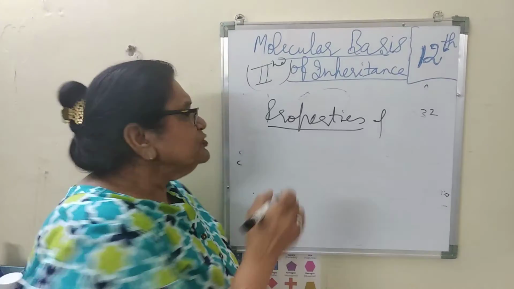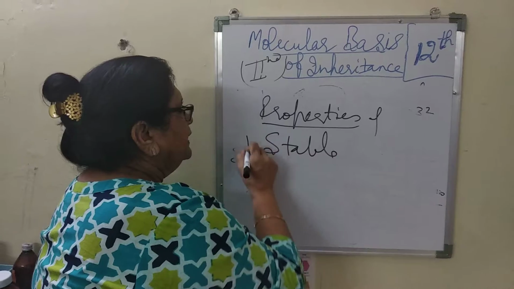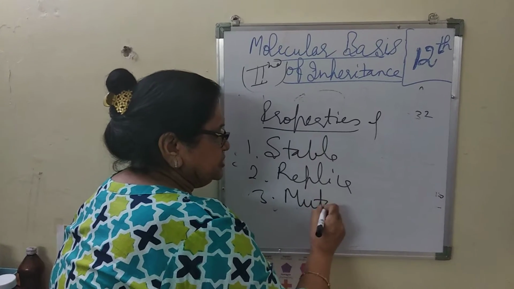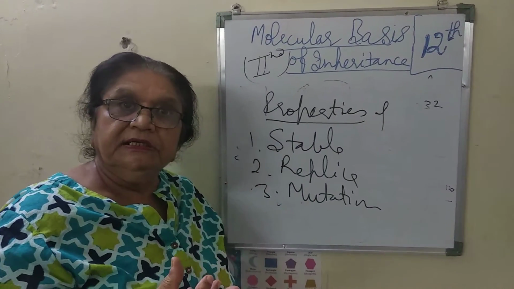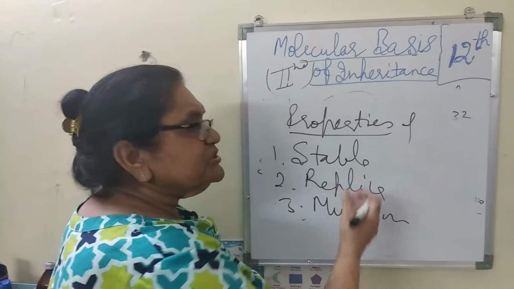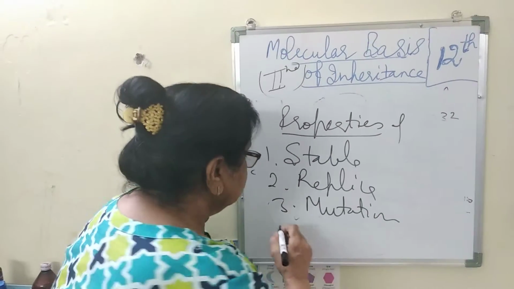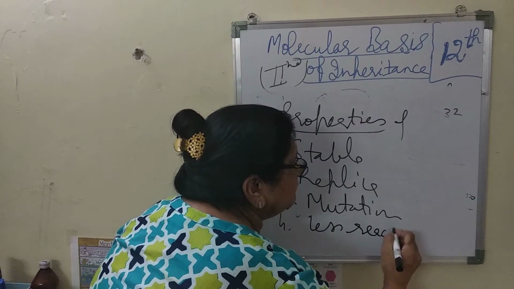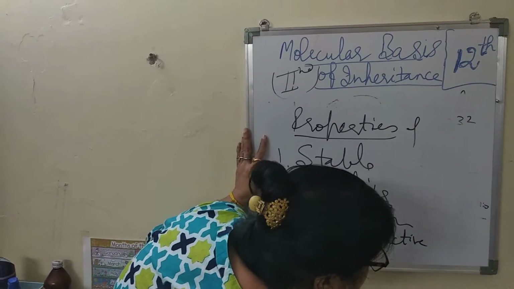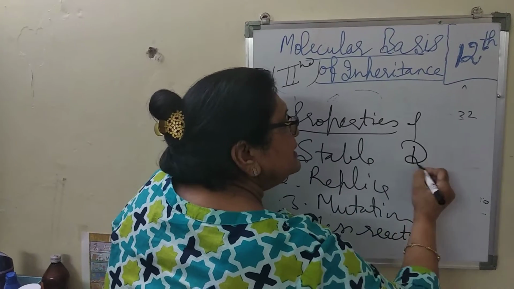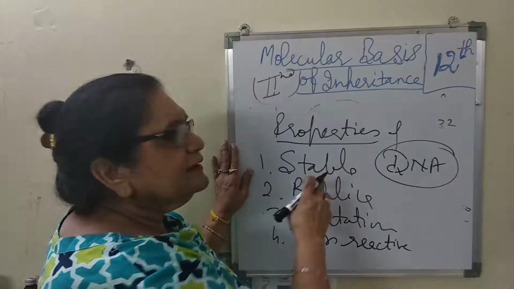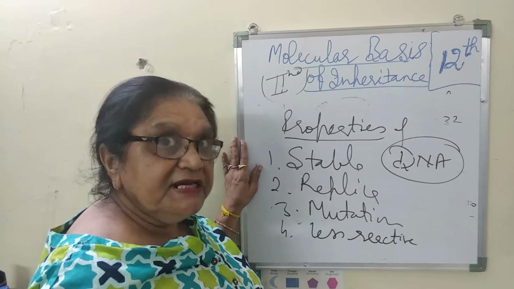The genetic material should be more stable. That is the first point. Next, it can give replicas. Next, it shows mutations, but at a slow rate. Mutation and replication take part in evolution also. They are more stable and less reactive. So these properties are present in DNA. RNA also has these, but it is unstable. It is more reactive than DNA.